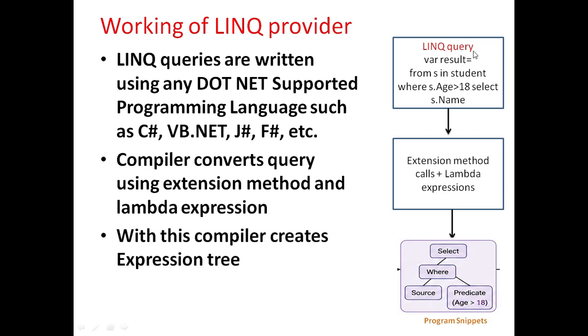Here we see an example. Here the LINQ query is written as result equal to from S in student where S.age greater than 18 select S.name. That is, we are selecting the student name from the student where age is greater than 18. Then the compiler converts this query using extension method calls and lambda expressions. And it will create an expression tree as select, where, from source and condition is age greater than 18.